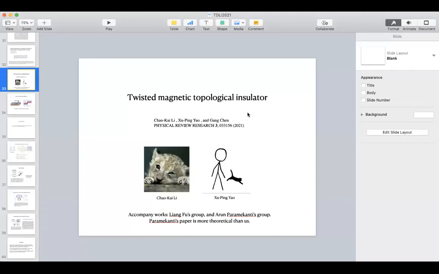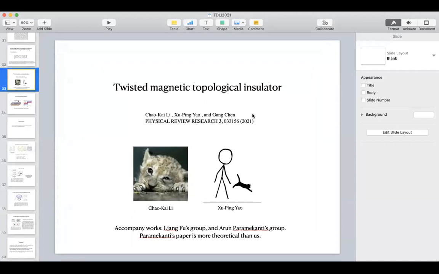Let's get started. So I'm going to talk about the twisted magnetic topological insulator. This work is in collaboration with my graduate student Shiping Yao and my postdoc Chao-Kai, and there are accompanying works from Liang Fu's group from MIT and Arun Paramekanti's group from the University of Toronto. And the Paramekanti paper is probably more theoretical than ours.